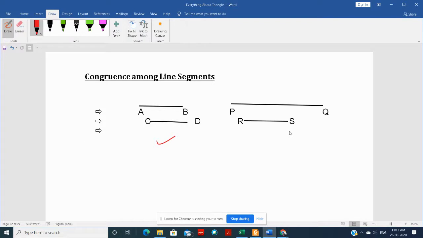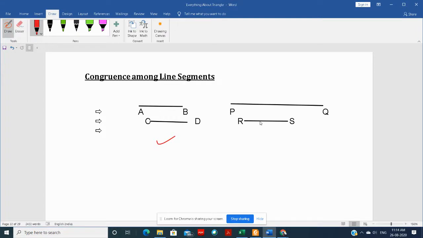Now look at these line segments, PQ and RS. By just looking at them, we can say that PQ is longer than RS. So the measurements are not same. And even if I try to put this RS on PQ, they will not coincide. But in this case, if I put this line segment CD over this AB, then they will coincide because the measurements are same.